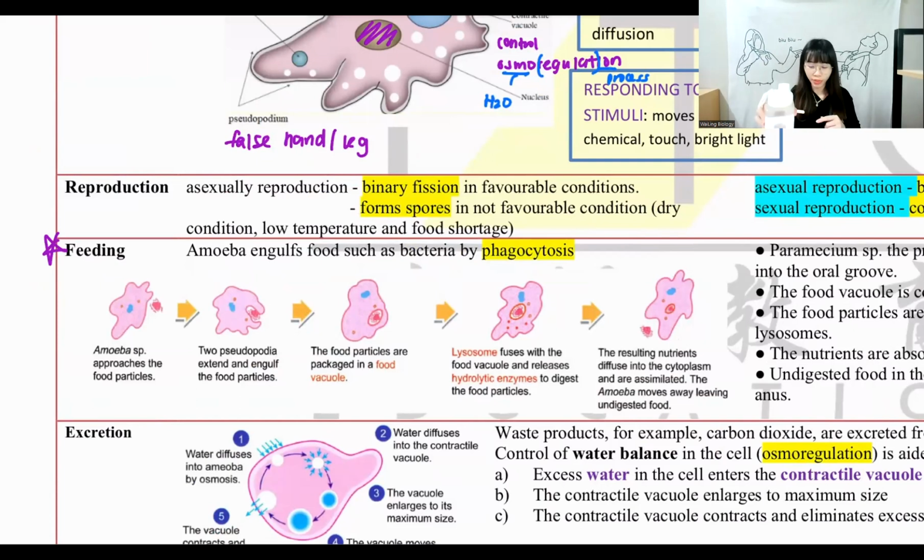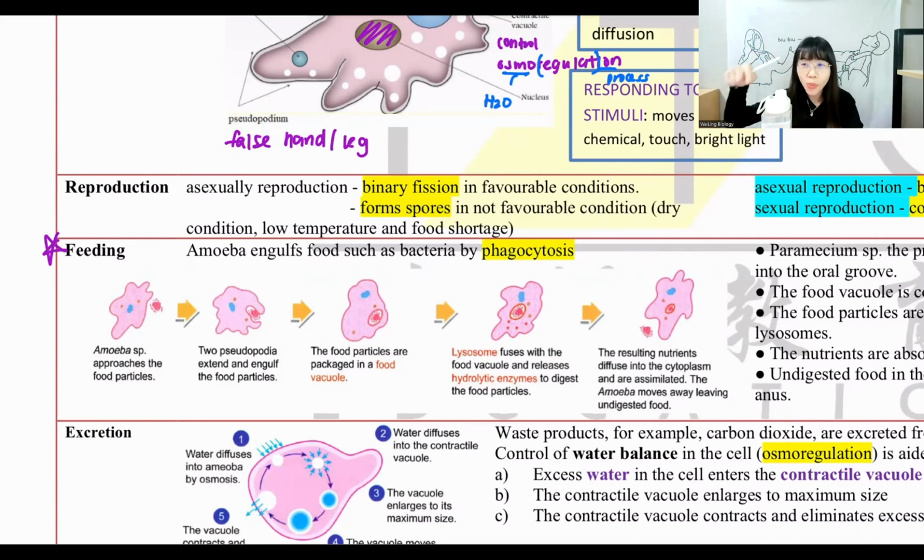Okay, imagine this is my food. How do I go to the food? I will extend pseudopodium and engulf the food. Engulf means you hug, like a hugging process. I hug the food and form a food vacuole. But in this food vacuole, I have no enzyme to digest the food. What can I do? The lysosome will bind with the food vacuole.